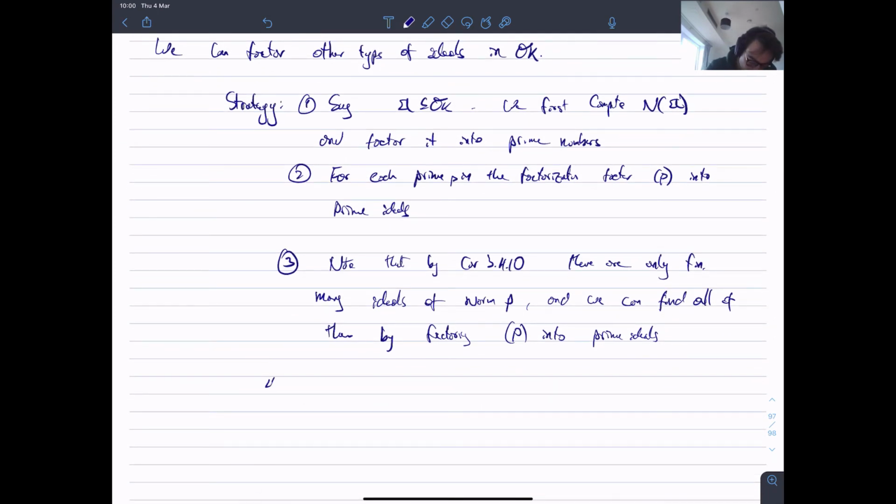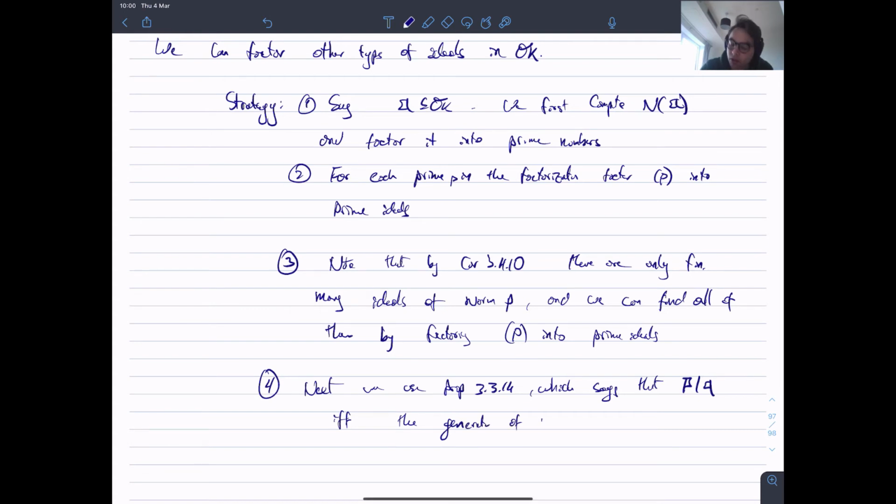And then lastly, you've taken your ideal, you've computed the norm, and you'll have a bunch of candidates for the norms of the primes that divide A. Now you combine them by checking which ones give you the right combination. So next we use proposition 3.3.14, which says that a prime ideal P divides the ideal A if and only if the generators of P are in A. The division becomes inclusion.